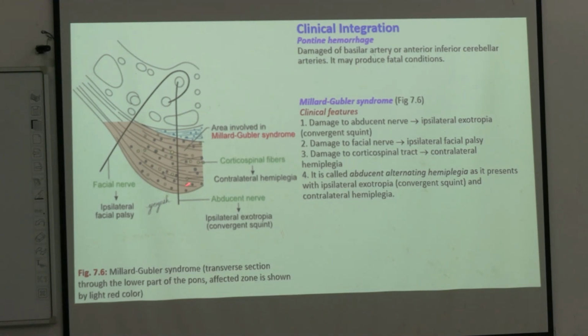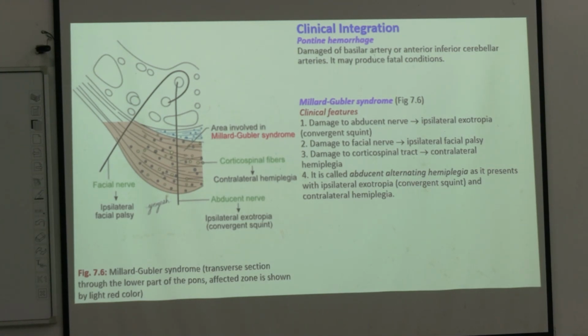Then it affects the pontine nuclei and pontine fibers, which affects the motor actions. We call that hemiplegia. So lack of action of this half of the body, on the opposite side, will be affected. We call it contralateral hemiplegia. So this is what happens in the case of Millard-Gubler syndrome. That's what you have to know about. This is the relationship of this clinical problem with the blood supply to the pontine regions.